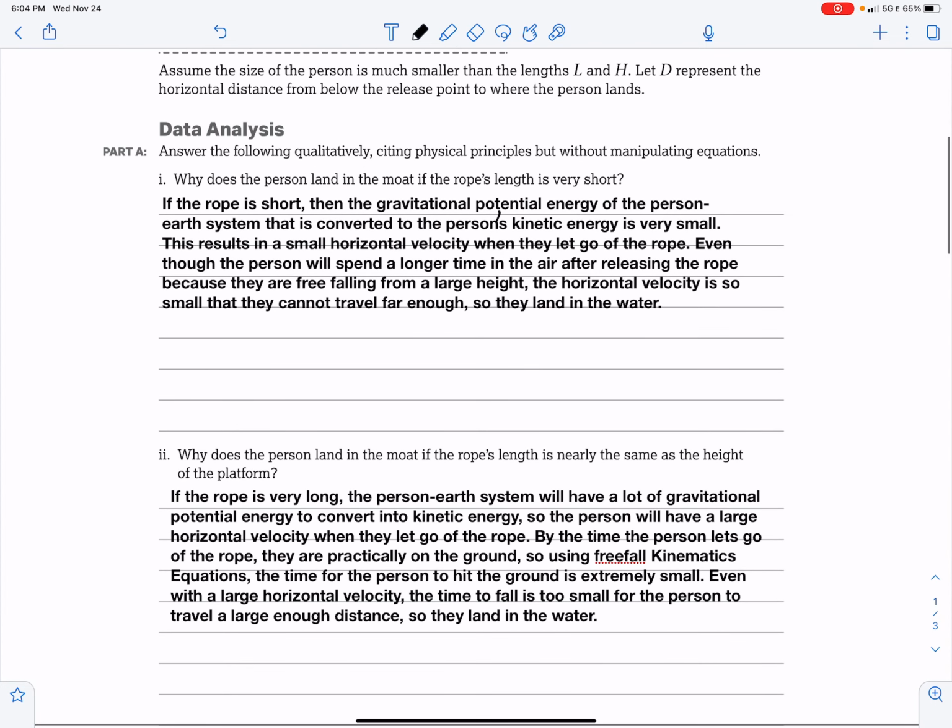So if the rope is very long, the person-Earth system will have a lot of gravitational potential energy to convert into kinetic energy. So the person will have a large horizontal velocity when they let go of the rope. By the time the person lets go of the rope, they are practically on the ground. So using free-fall kinematics equations, the time for the person to hit the ground is extremely small. Even with a large horizontal velocity, the time is too small for the person to travel a large enough distance. So again, they land in the water.